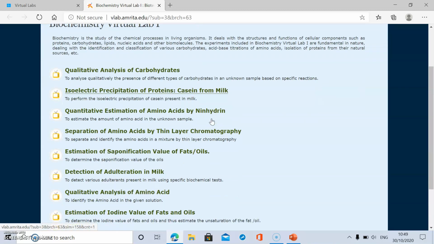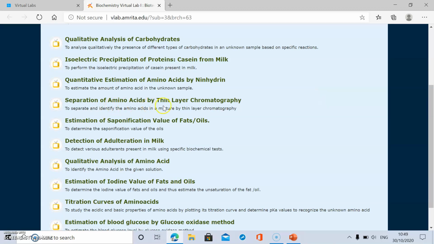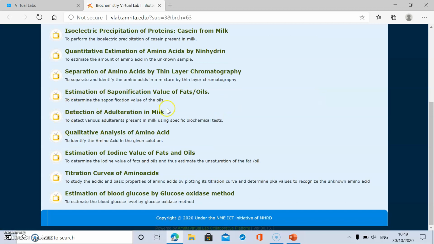These are the various labs. Click on biochemistry virtual lab 1, and in this there are various experiments: qualitative analysis of carbohydrates, isoelectric precipitation of proteins, casein from milk, quantitative estimation of amino acids by ninhydrin, and separation of amino acids by thin layer chromatography. These are the experiments in the biochemistry lab.